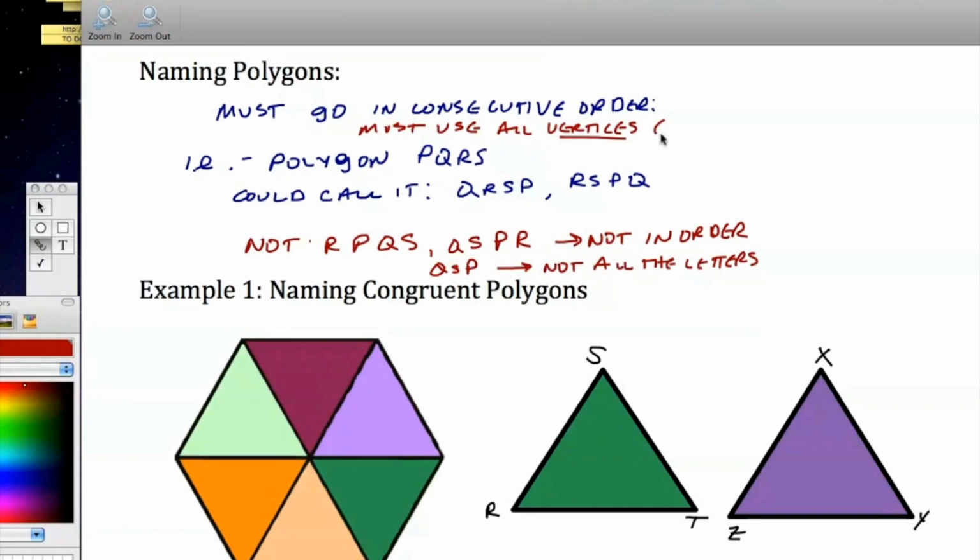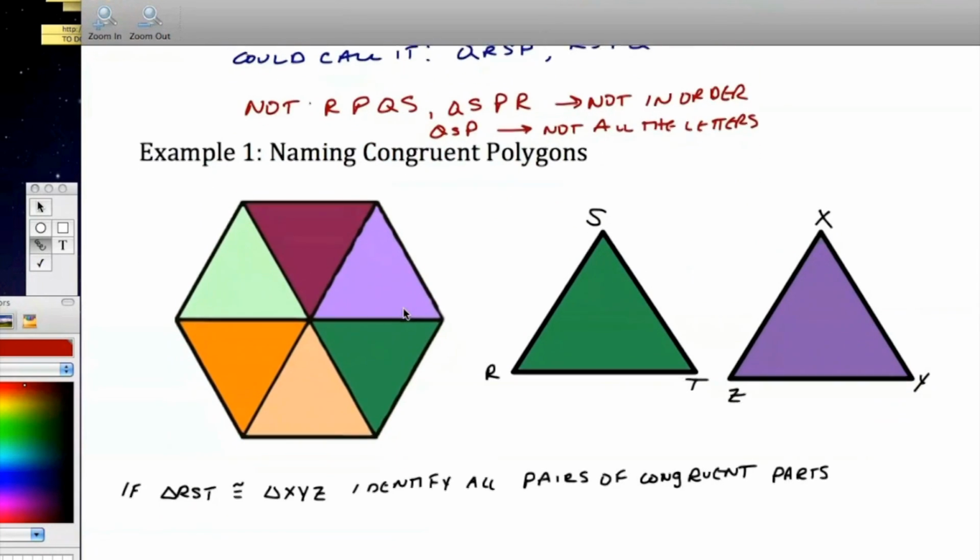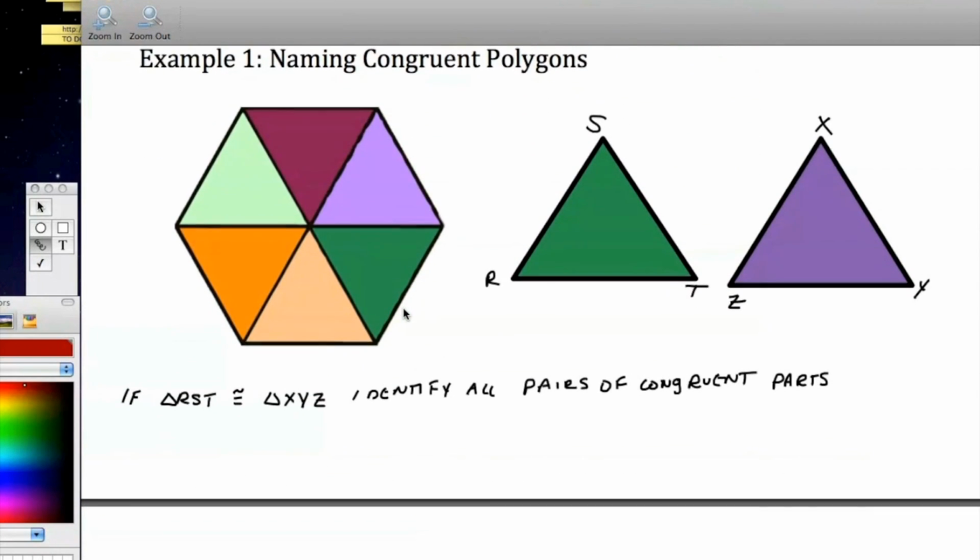All vertices, letters. And I must go in order. Okay? Now, in example 1, we're going to name some congruent polygons.